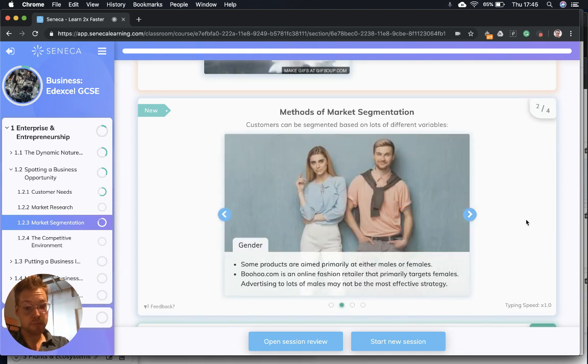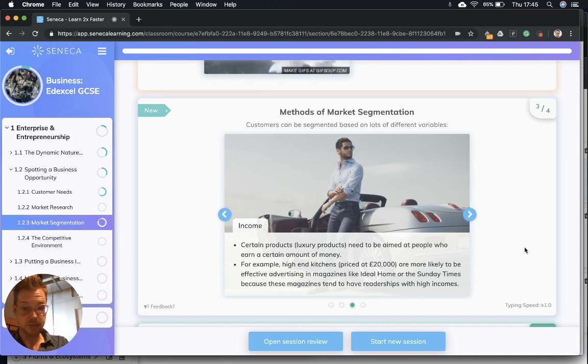Gender. Some products are aimed primarily at either males or females. Boohoo.com is an online fashion retailer that primarily targets females. Advertising to lots of males may not be the most effective advertising strategy.